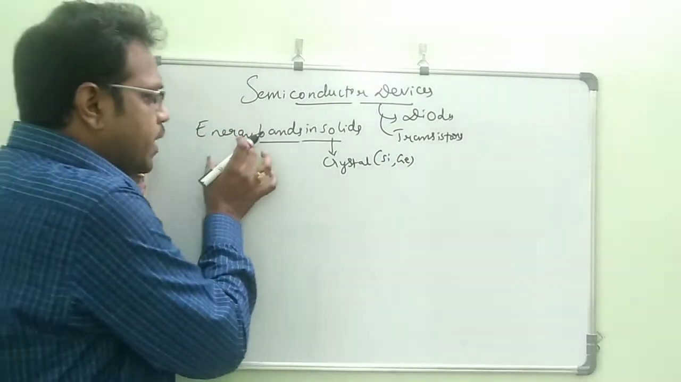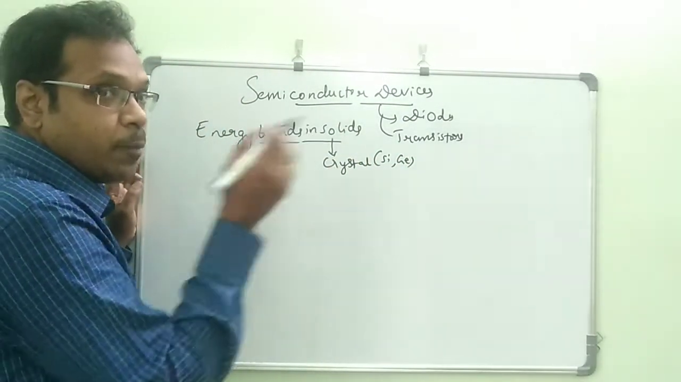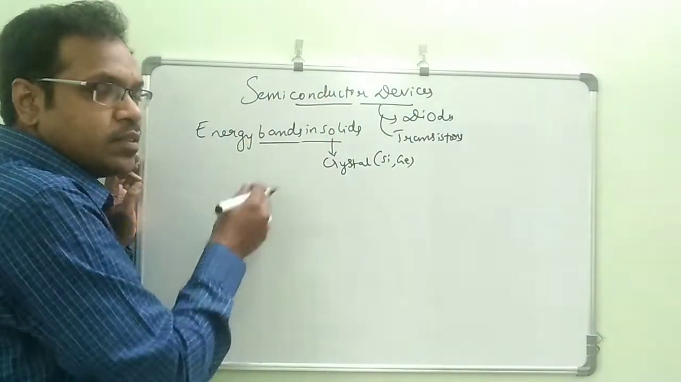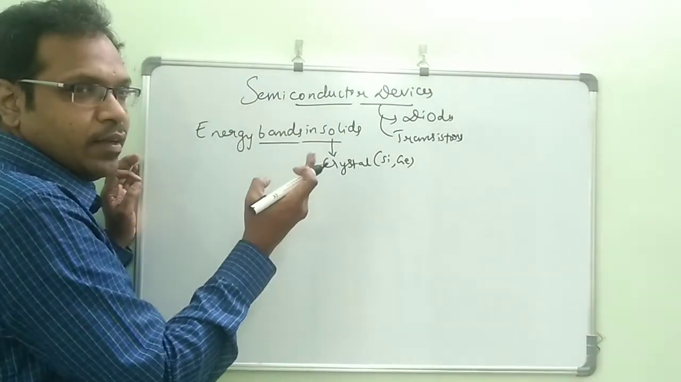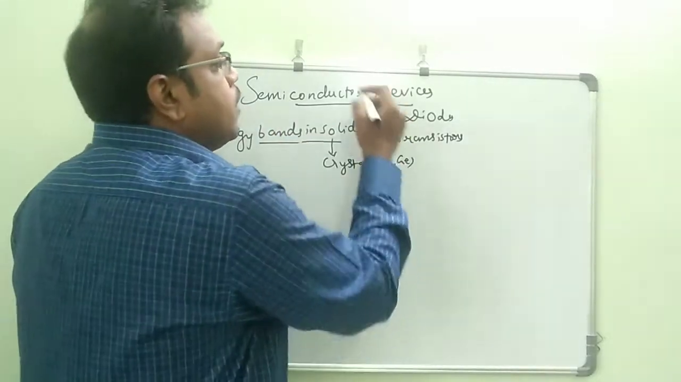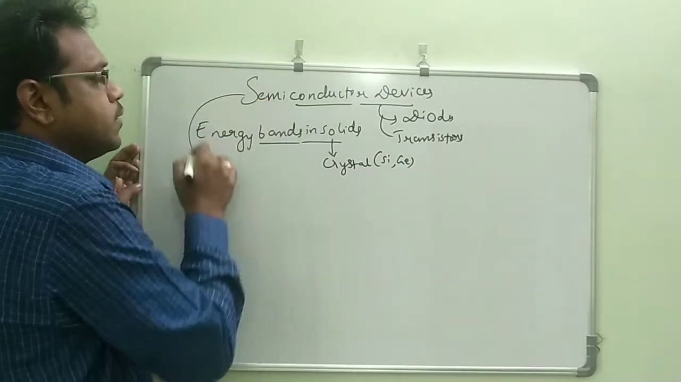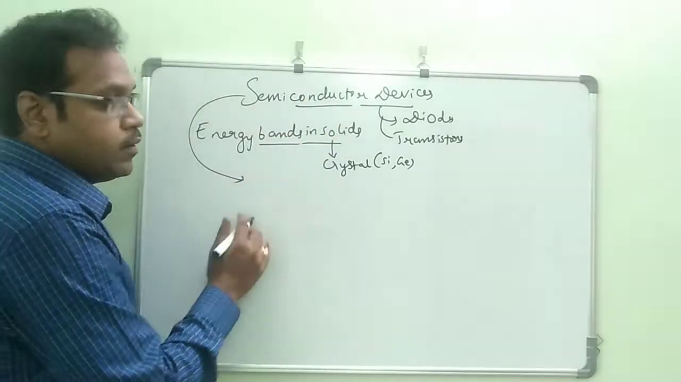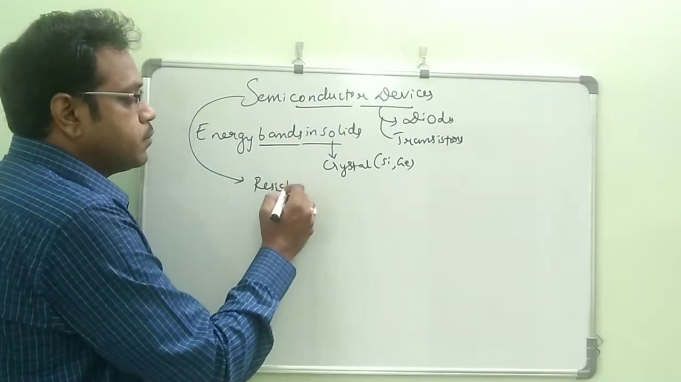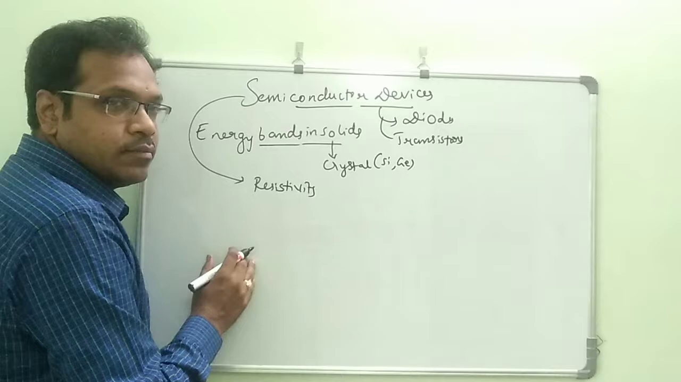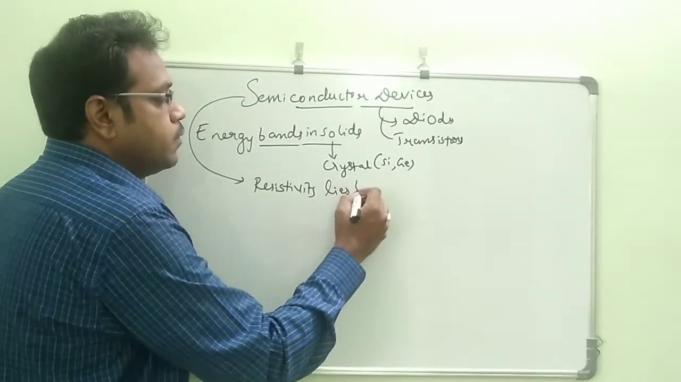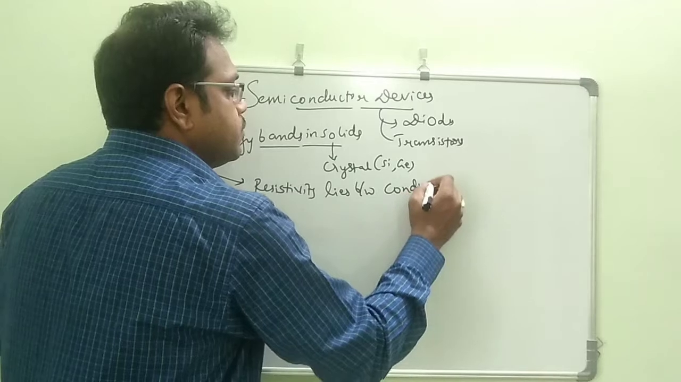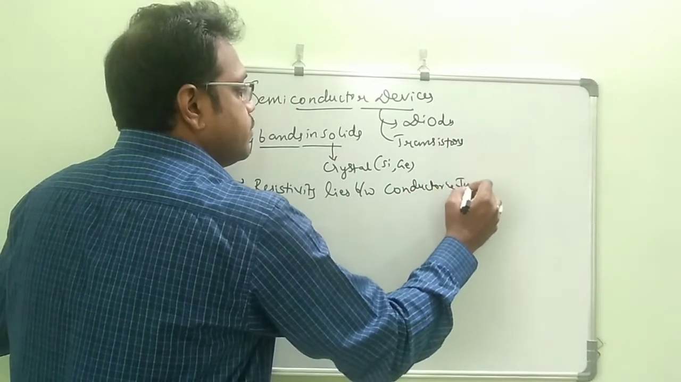Before going to energy bands in solids, the main topic: what is a semiconductor? Semi means between. The word semiconductor means that the resistivity lies between conductor and insulator.